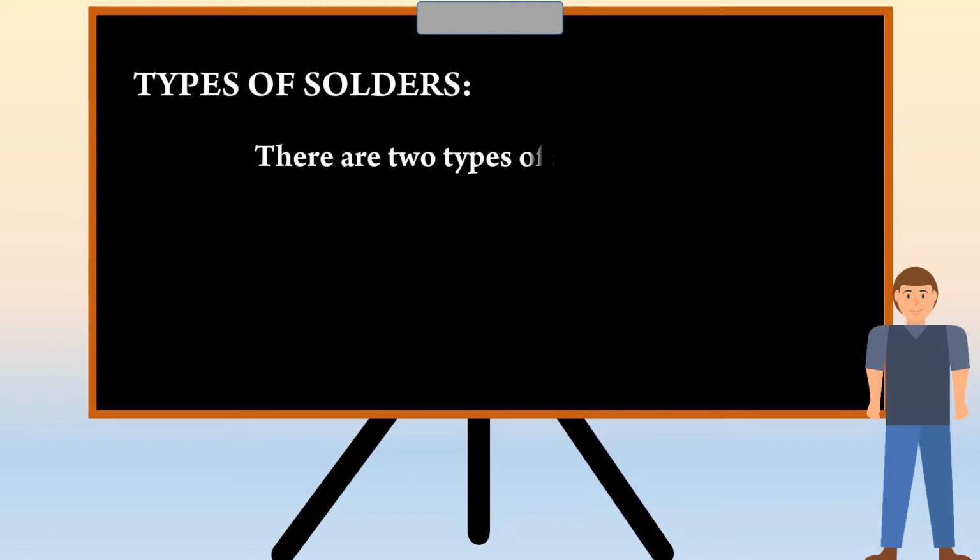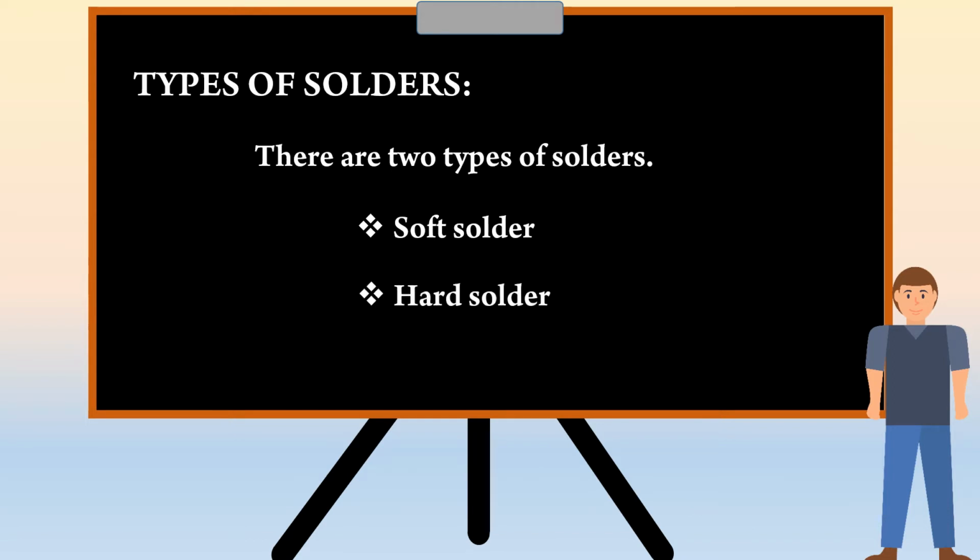And the next one is types of solders. There are two types of solders. The first one is soft solder, and the second is hard solder. Let's briefly see the types, one by one.